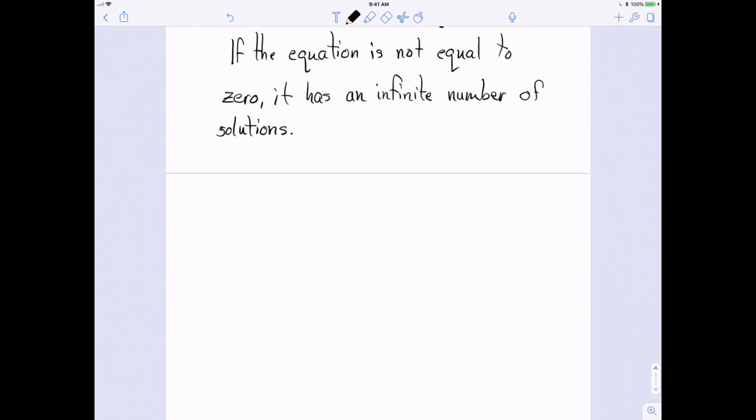So let's try this problem. Solve 7x equals 15 minus 2x squared. Okay, remember the goal then is to set the equation to 0.